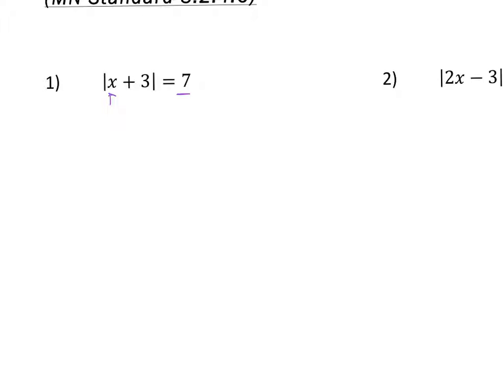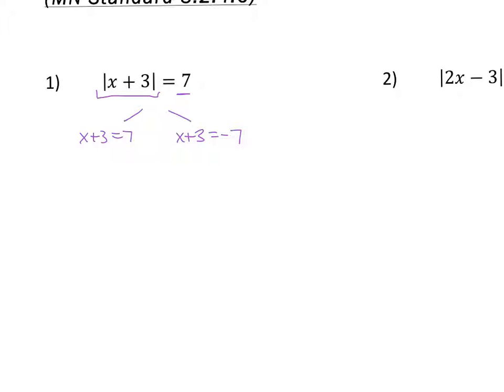Since my absolute value part is already isolated here, we can branch off and focus on that 7. I'm going to create two different equations, or two different cases. I'm going to make x plus 3 equal to a positive 7, because that's 7 away from 0. And then x plus 3 is equal to a negative 7, because that's also 7 away from 0.